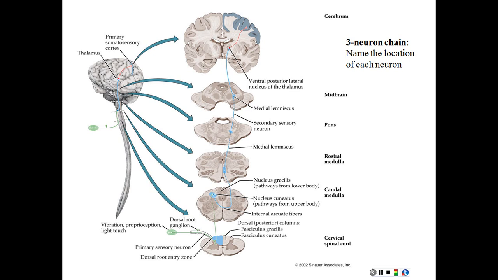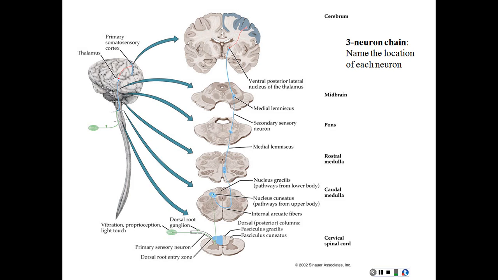So, how do we get this name, this posterior column medial lemniscus? Well, as these primary axons from our first neuron enter into the spinal cord, they ascend. And if we think about how the dorsal half of the spinal cord is all about sensory, these are sensory pathways, that makes sense. And these are referred to as the dorsal or posterior columns. These are huge myelinated axons that ascend all the way through the spinal cord.